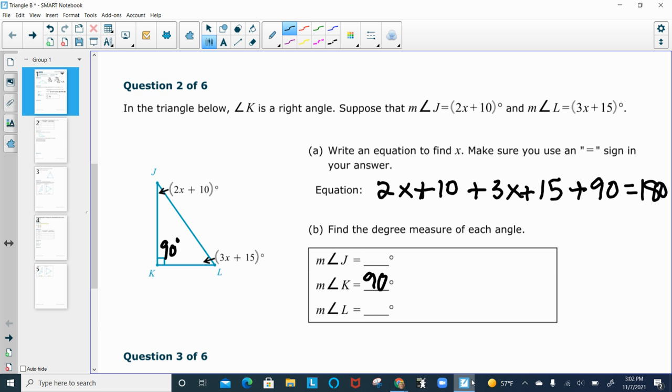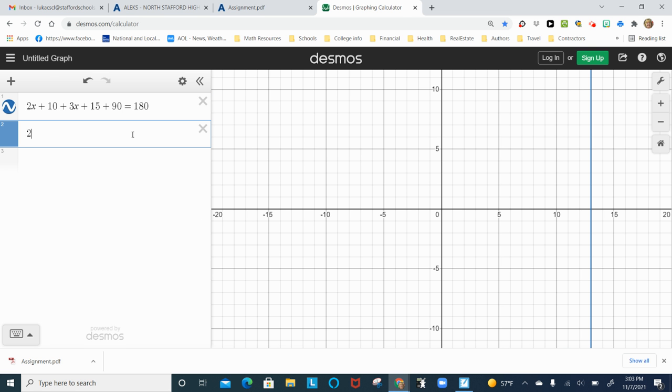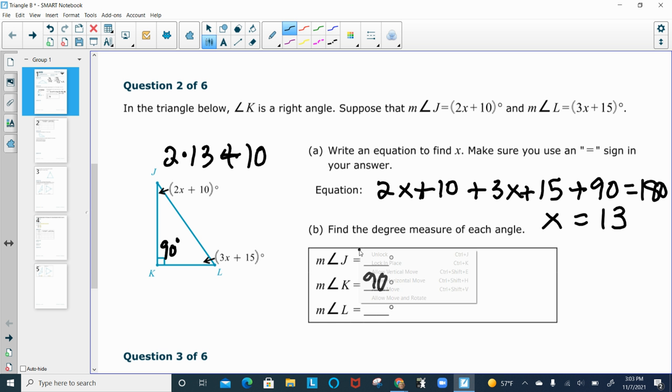So what I'm going to do is write that down on my paper so that I don't forget it. And then I'm going to look at angle J, since that's the first one listed. Angle J is 2 times x plus 10. So if you don't want to do that math, 2 times 13 plus 10. So that angle is 36. And then we'll do the same thing for angle L.